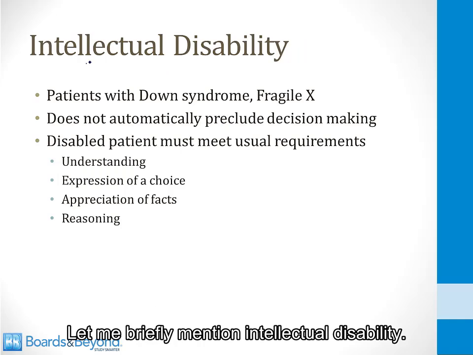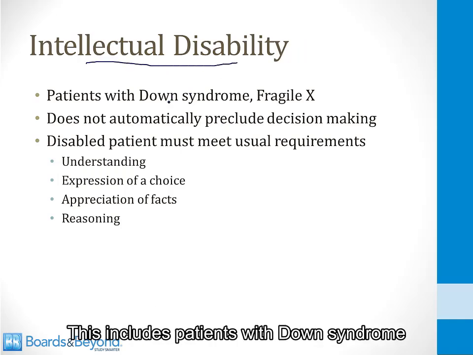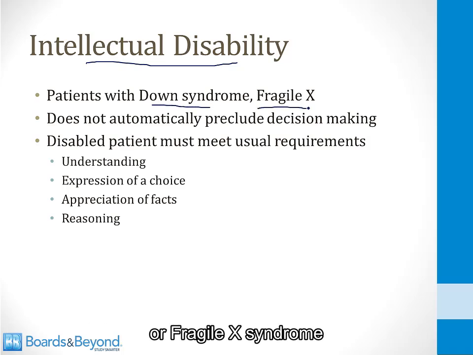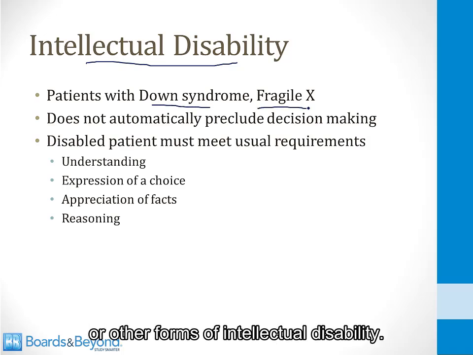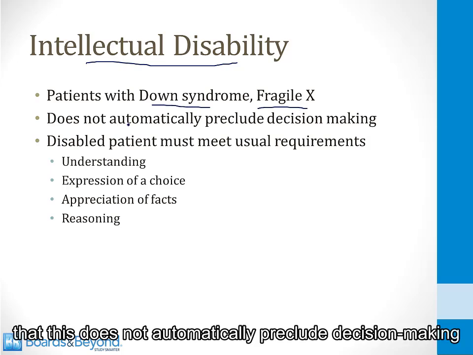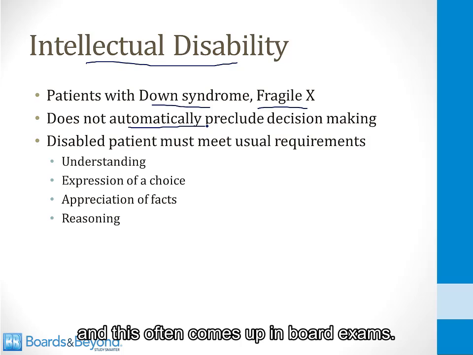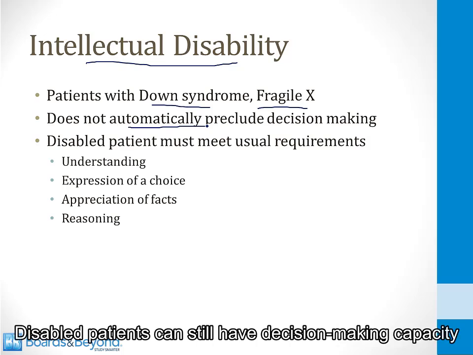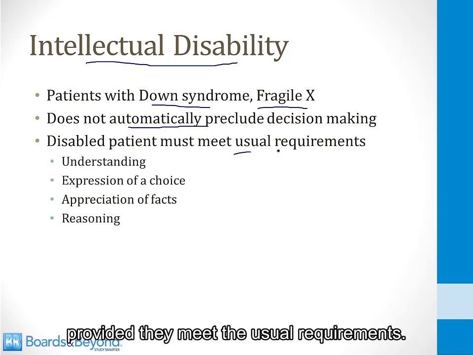Let me briefly mention intellectual disability. This includes patients with Down syndrome or Fragile X syndrome or other forms of intellectual disability. You should be aware that this does not automatically preclude decision-making, and this often comes up in board exams. Disabled patients can still have decision-making capacity provided they meet the usual requirements.